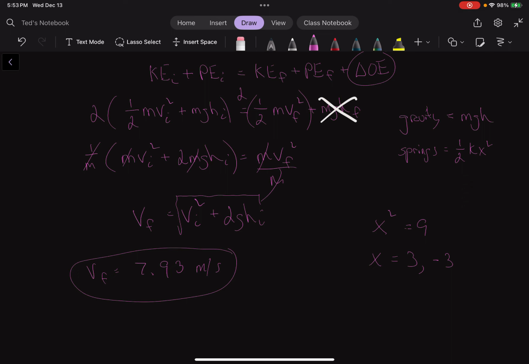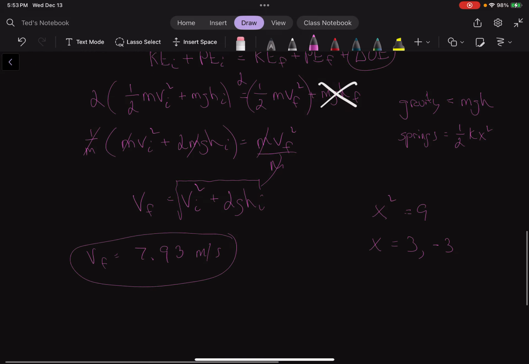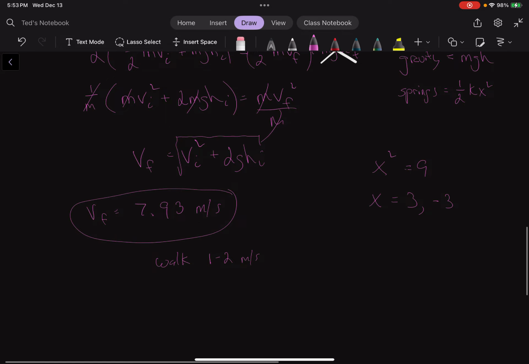Now, I want to point out two things about this answer. First of all, the final velocity is faster than the initial velocity, which does make sense to me. If you go down a hill, you should pick up speed. The other thing is 7.93 meters per second is pretty fast. We know that people walk. A walking speed is somewhere between 1 and 2 meters per second. 1 meter per second is a really slow walk. 2 meters per second is a really fast walk.